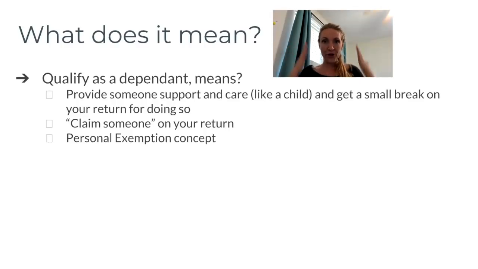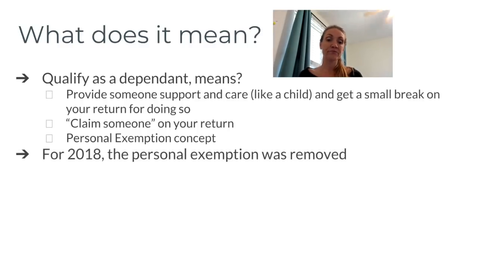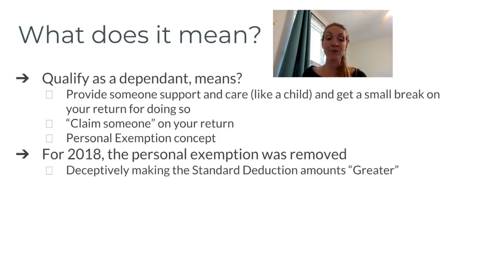Now, every person gets one to cover basically basic expenses. And if you take care of, say, 3 people and you meet some of these rules for a dependent, then you could take their personal exemptions on your return because you take care of them and spend money on essential things for those people. So for 2018, this personal exemption was removed.